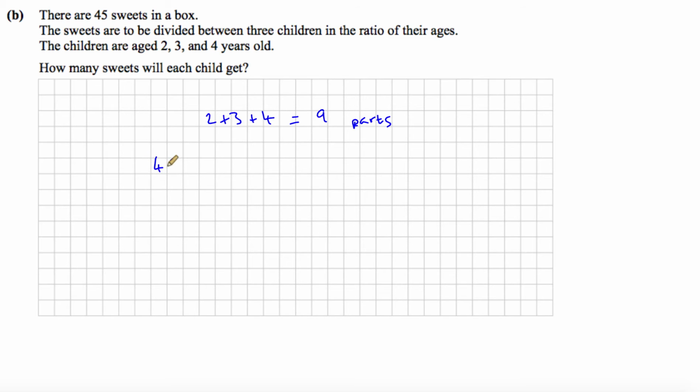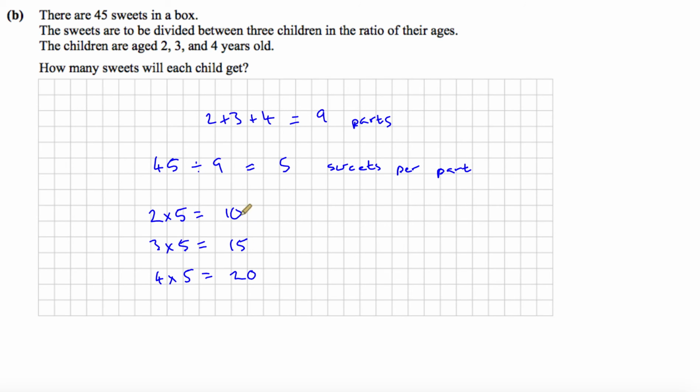Well, if we're dividing 45 sweets into 9 parts, 45 divided by 9, that's 5 sweets per part. 5 sweets for 1 part, in other words. And if there's 5 sweets in 1 part, well then the 2-year-old will get 2 parts, so 2 5s, which is 10. The 3-year-old will get 3 5s, which is 15. And the 4-year-old will get 4 5s, which is 20. So the answers then are 10, 15 and 20 for the 2-year-old, the 3-year-old and the 4-year-old.